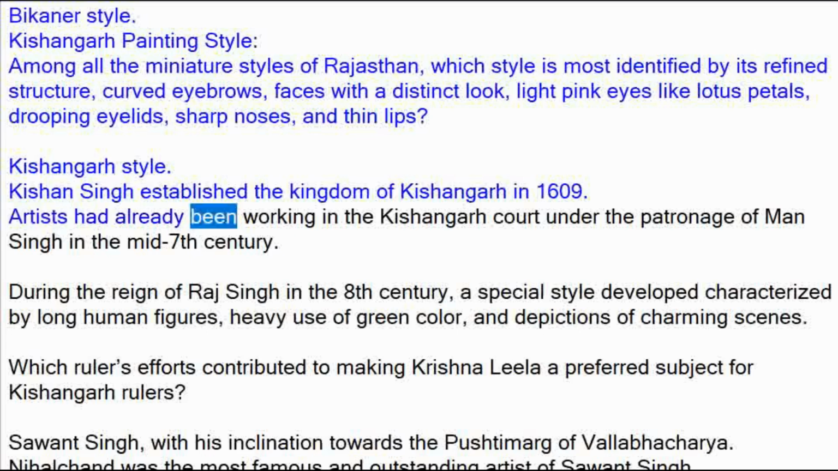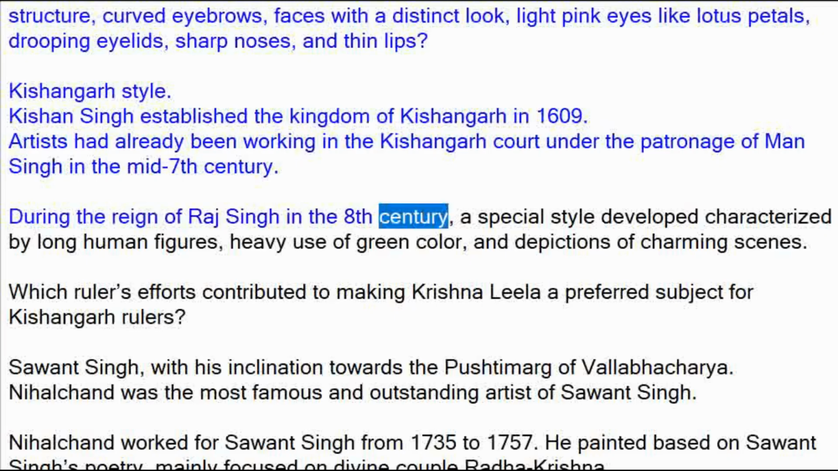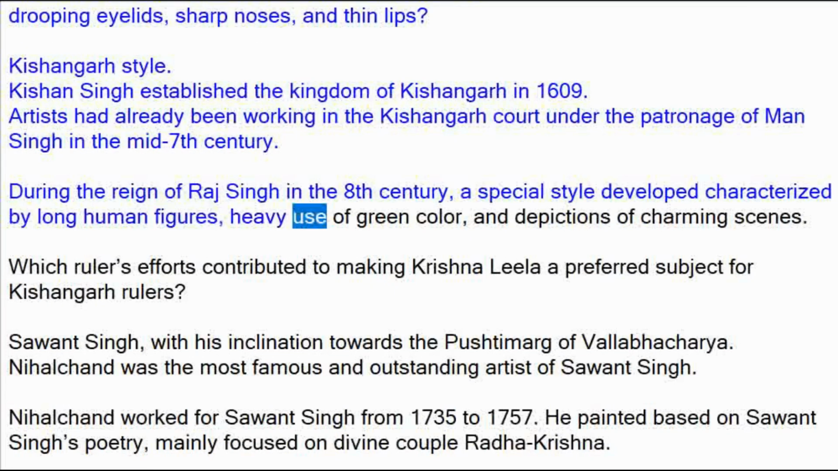Artists had already been working in the Kishangarh court under the patronage of Man Singh in the mid-17th century. During the reign of Raj Singh in the 18th century, a special style developed characterized by long human figures, heavy use of green color, and depictions of charming scenes.